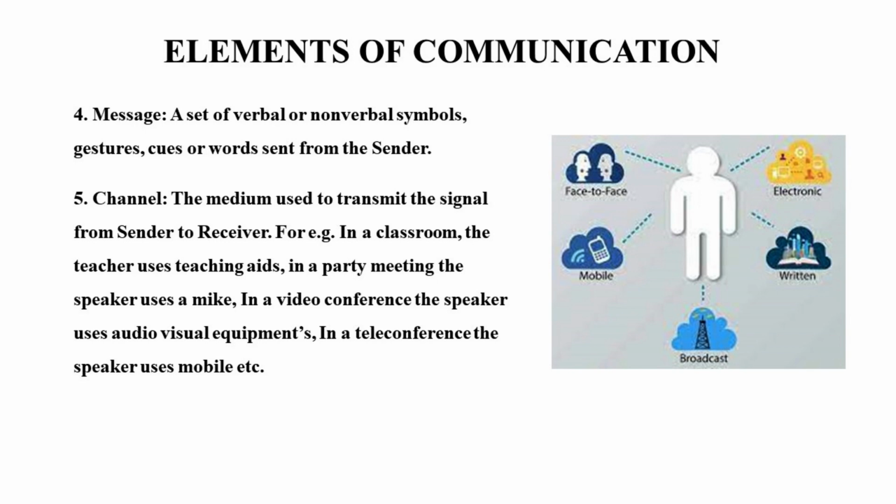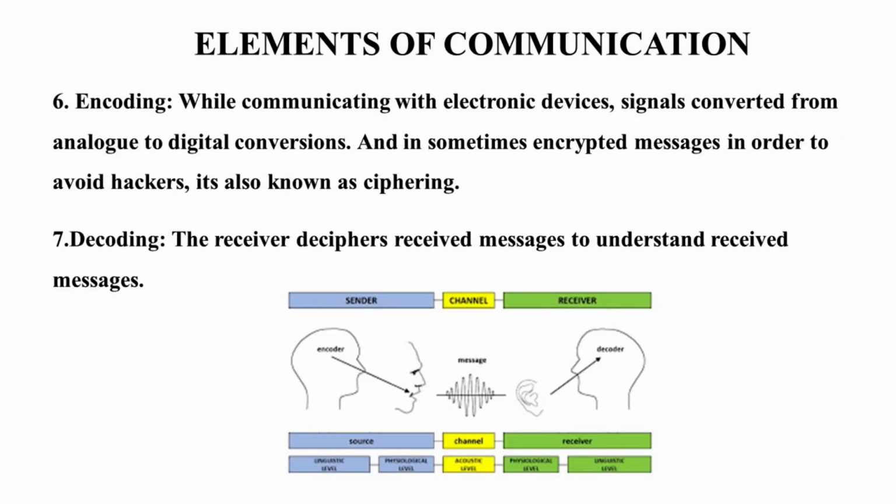For example, in a classroom, the teacher uses teaching aids. In a party meeting, the speaker uses a mic. In a video conference, the speaker uses audio-visual equipments. In a teleconference, the speaker uses mobile, etc. 6. Encoding, while communicating with electronic devices, signals are converted from analog to digital. Sometimes messages are encrypted in order to avoid hackers, it's also known as ciphering. 7. Decoding, the receiver deciphers received messages to understand them.